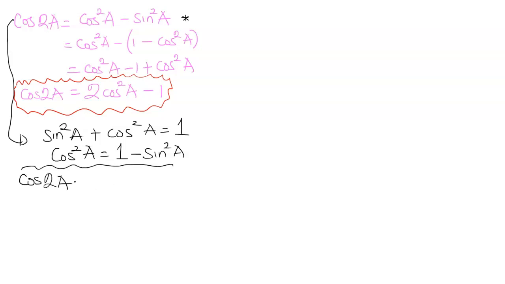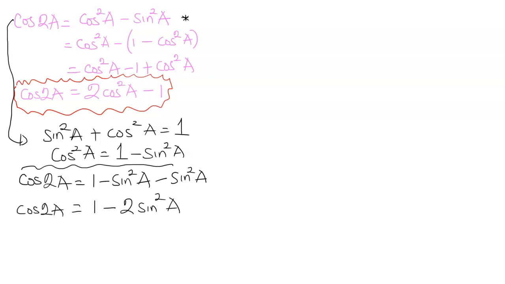is going to become, in place of cos squared A, I have 1 minus sine squared A. Then I've got a minus sine squared A. So this is going to be 1 minus sine squared A minus sine squared A, which is 1 minus 2 sine squared A. So this tells us that cos 2A can be expressed in two ways. The first one is 2 cos squared A minus 1, and the second is 1 minus 2 sine squared A.